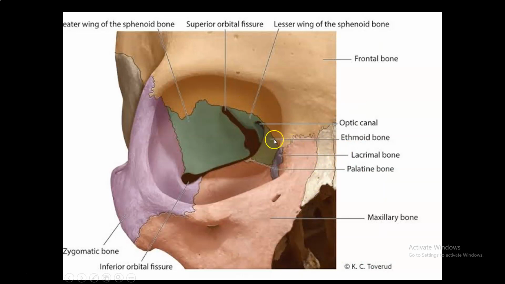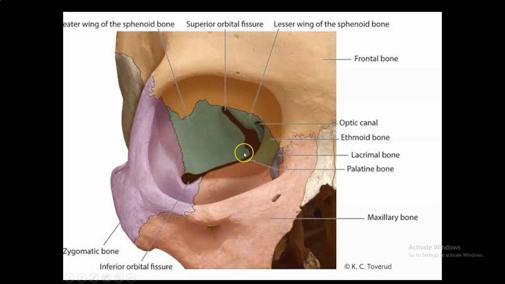And this is an orbital view. If you look to the orbit from front and you remove the orbital content, you can see that the lesser wing of the sphenoid is here, and the optic canal is here, and the greater wing of the sphenoid forming the lateral wall of the orbit, as we said, and it is articulating with the zygomatic bone, and the space between the lesser wing and greater wing forming the superior orbital fissure, also the space between the greater wing and the maxillary bone forming the inferior orbital fissure.